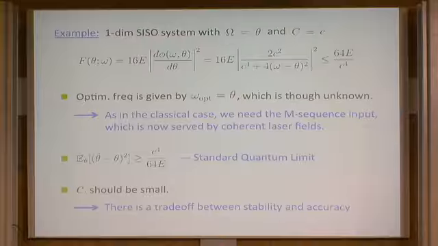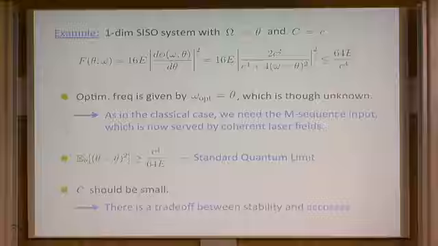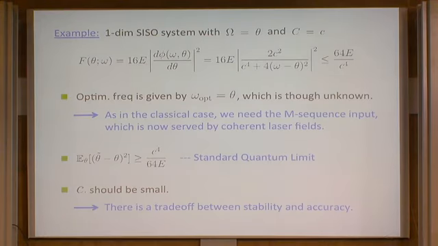Okay, so here's the result. This is the Fisher information. And the optimal frequency is given by this. Right? But of course, this is not known. We do not know beforehand what the optimal frequency is, because the optimal frequency is given by the unknown parameter itself. But this is very natural in the sense that in the classical case, we need the M sequence.